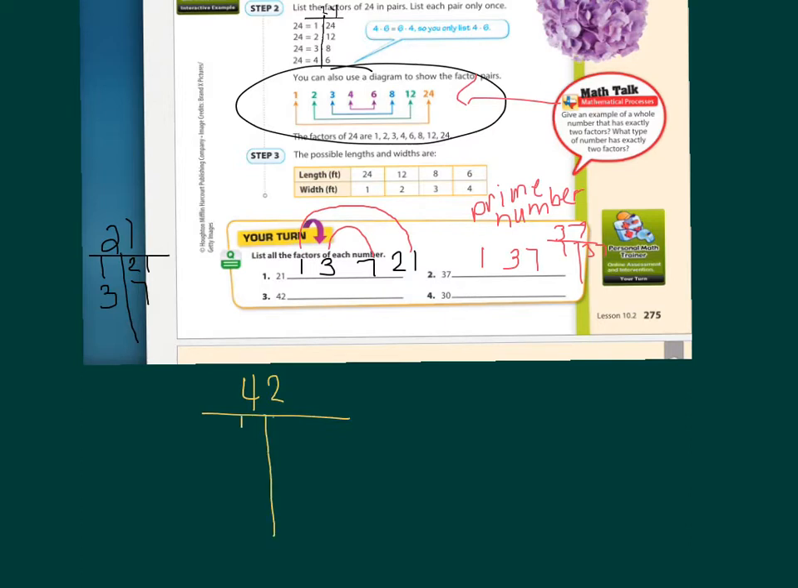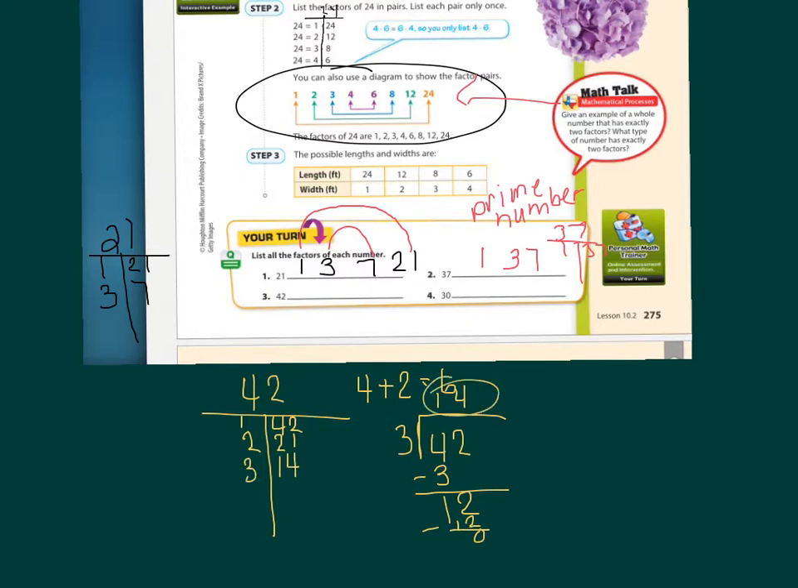Okay, number 3, 42. 1 times 42. 2 times anything? Yeah, 42 is an even number, so 2 times what? What's half of 42? 21. 3 times anything? You're saying no, but if you take 4 plus 2, you get 6, and 6 is a multiple of 3, so 42 is a multiple of 3. I don't know what you multiply 3 by to get 42. That's why I'm going to divide it. All of this division and work needs to go in your spiral, in your notes.